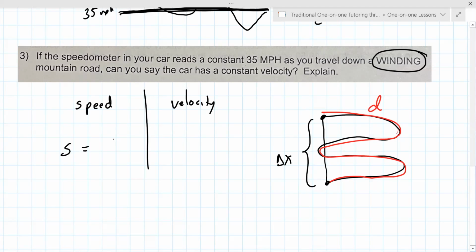The speed here is distance over time. The velocity is the change in x over time. So maybe the time is the same in both. Let's just say it took an hour in both cases, but the delta x might be 1 mile, and the d might be 10 miles, because you're winding, right? You're going back and forth.